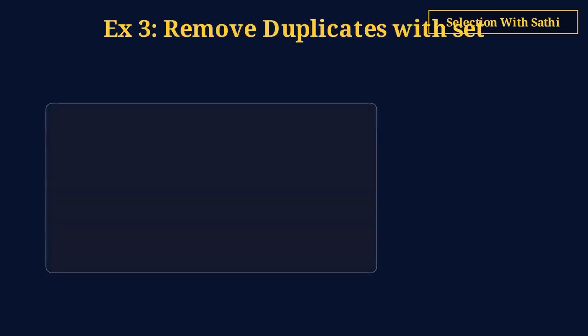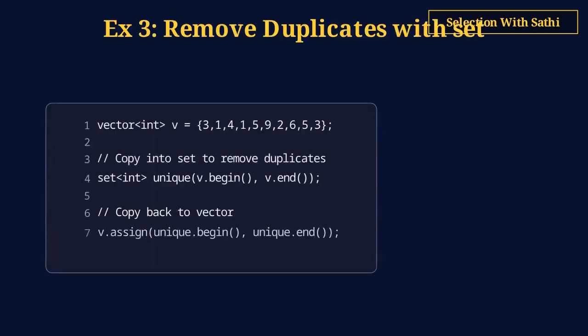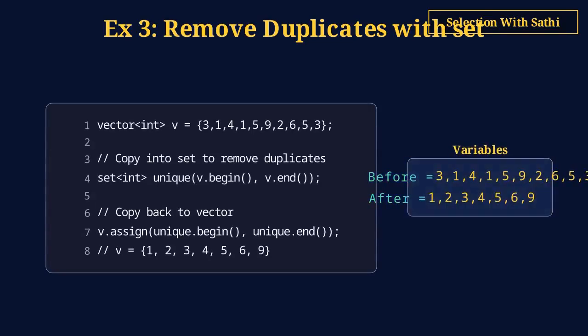Third example, sort with custom comparator. We have a vector 3, 1, 4, 1, 5, 9. sort(v.begin(), v.end()) gives ascending 1, 1, 3, 4, 5, 9. For descending, pass greater<int> as the third argument: 9, 5, 4, 3, 1, 1. You can also use a lambda, [](int a, int b) returning a > b. Lambdas are great for complex custom sorting logic.